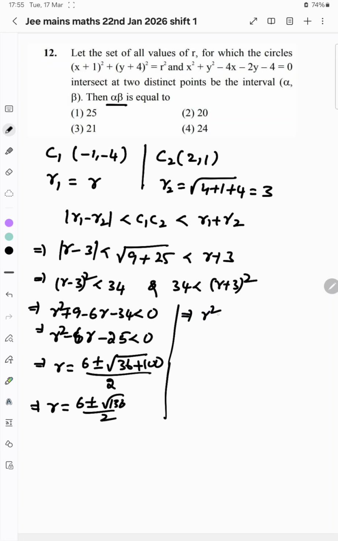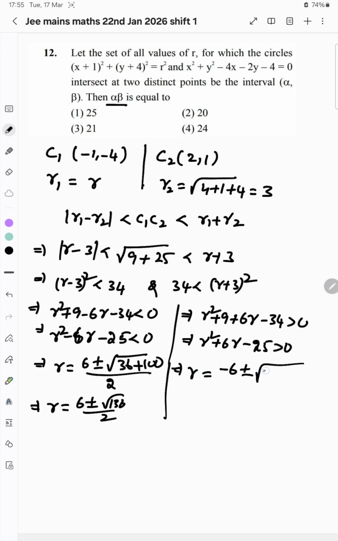(r + 3) whole square expanded is r square plus 9 plus 6r, and minus 34 is positive. I am bringing 34 to the right side. Now r square plus 6r minus 25 is positive. Similarly, applying the same formula, r = (-b ± root of b square minus 4ac)/2a, where the discriminant is plus 100. So here also we get r = (-6 ± root 136)/2.